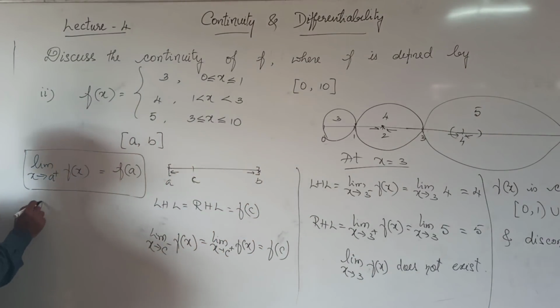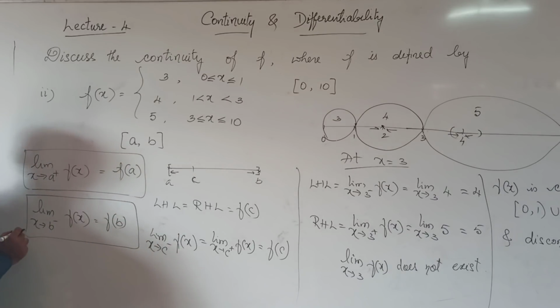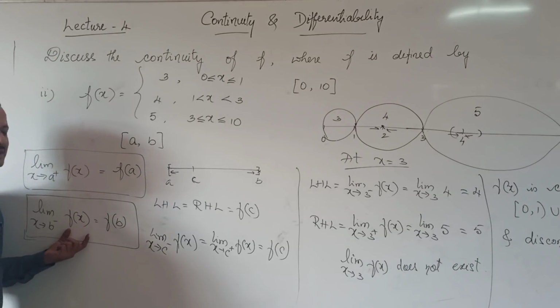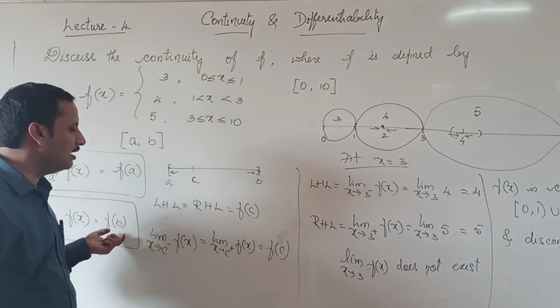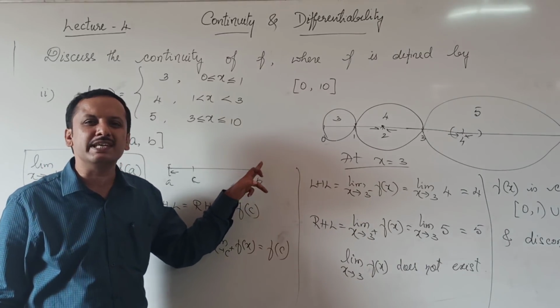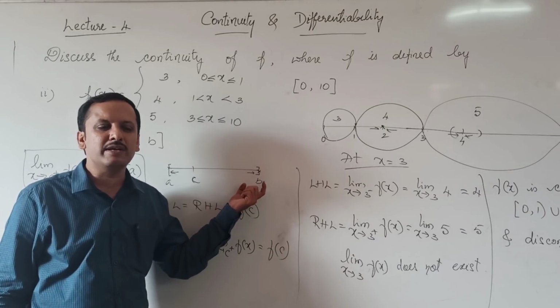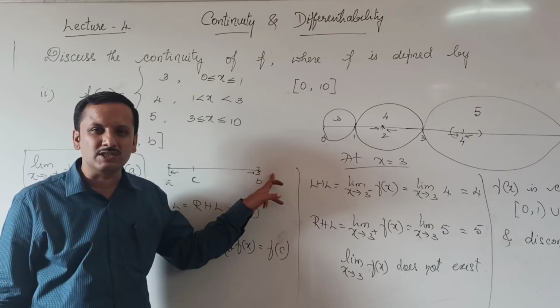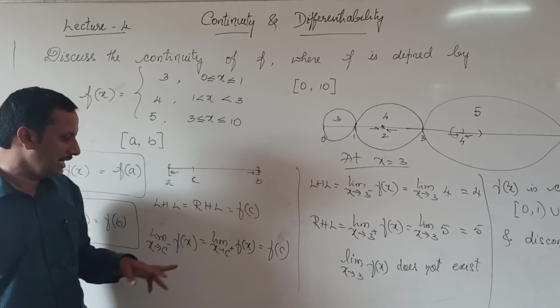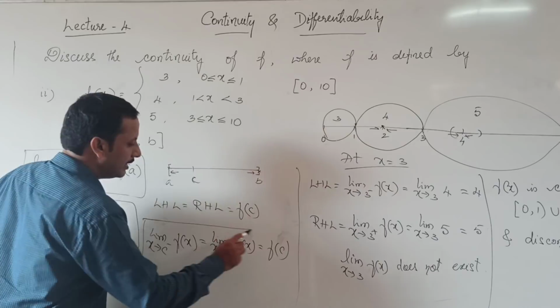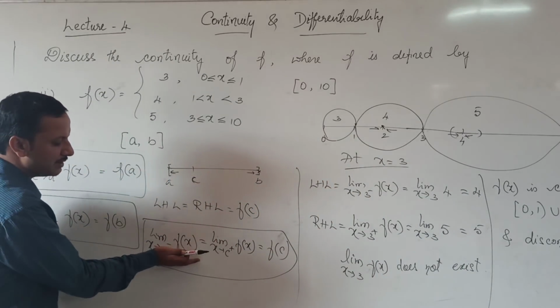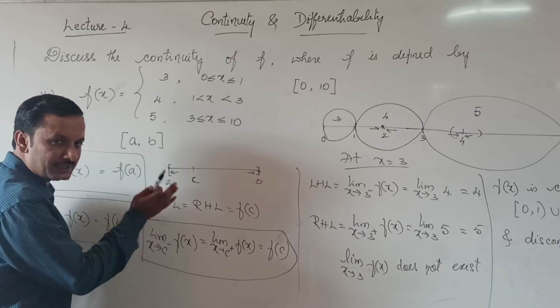So at b, limit x tends to b minus f of x is equal to f of b. That is, if left hand limit is equal to the functional value, then we say that the function is continuous at b because there right hand limit does not exist. Okay. So in general, this is the definition for continuity. If this happens, then we say that the function is continuous at c for any general point.